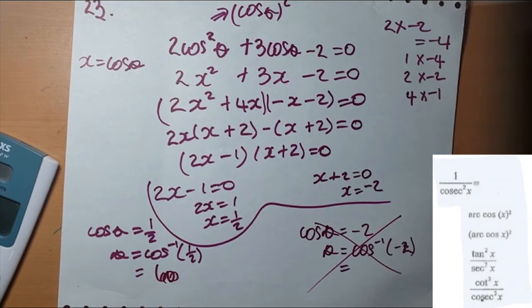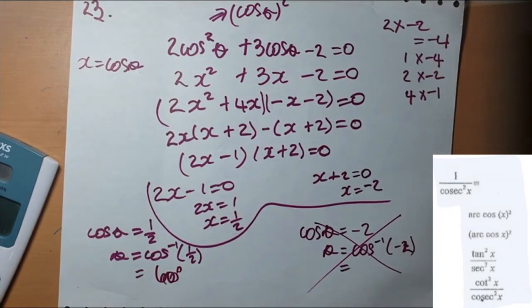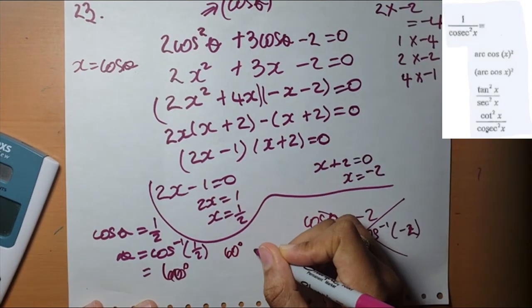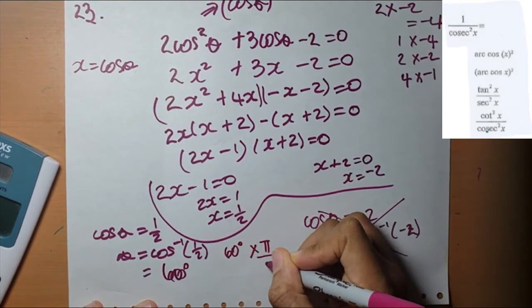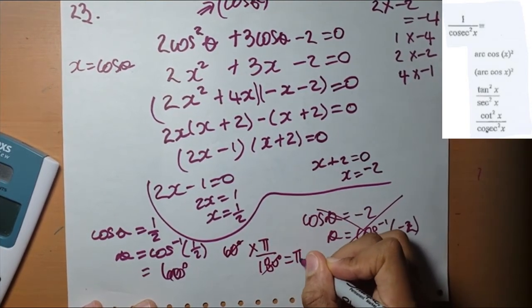When you look at the solutions, we have pi over 6, pi over 3, and so on. If you remember degrees and radians, this is 60 degrees. We're going to convert these degrees to radians, because it's radians that they're talking about. The way we convert degrees to radians is by taking degrees times pi over 180, and that is equal to pi over 3.